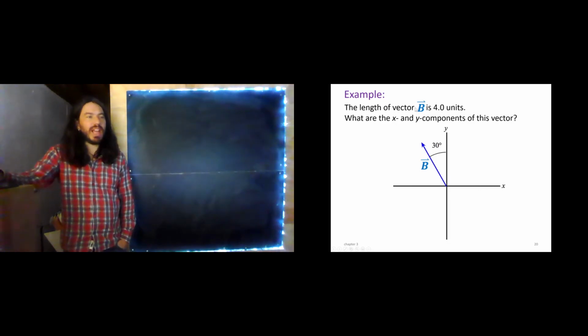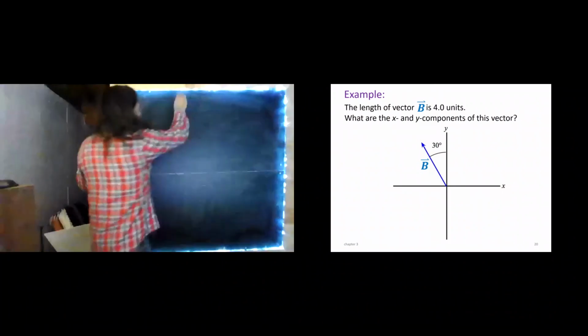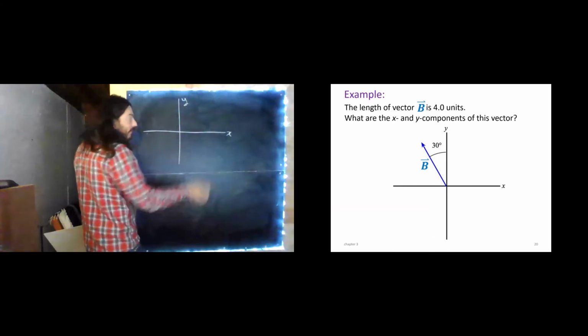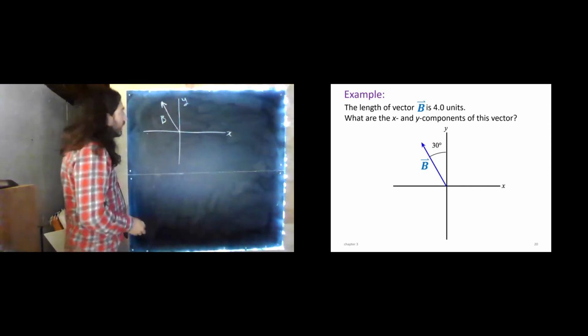Here's one. The length of vector b is 4 units. Again, we don't know what it is. Later on, next semester, you'll see that we use b to represent magnetic fields. Magnetic field is a vector. So maybe this is a magnetic field vector that's pointing sort of in the positive y direction and sort of in the negative x direction. Okay, well, can we find the x and y components of this magnetic field vector? I think we can. Let's see. And this is 30 degrees.